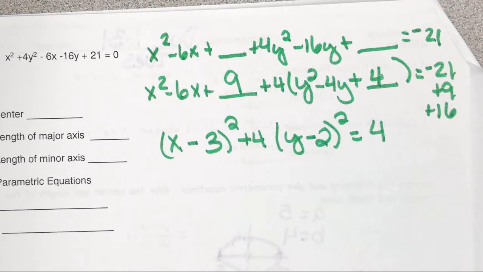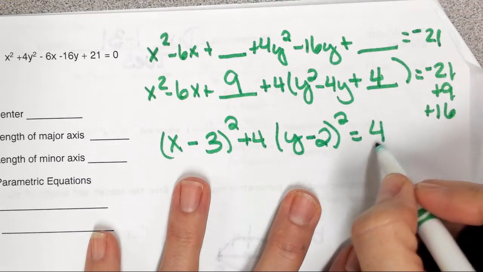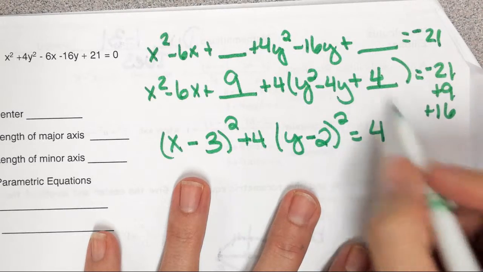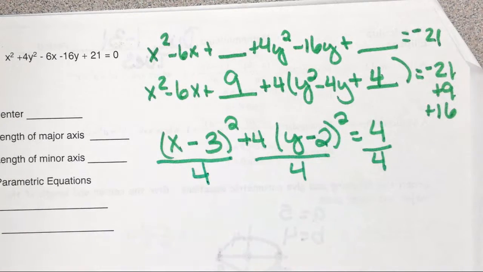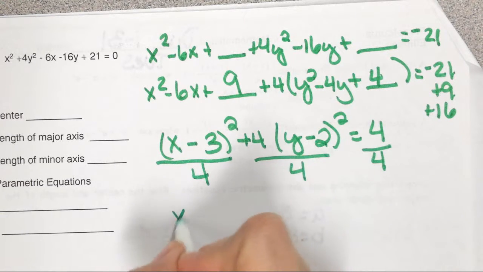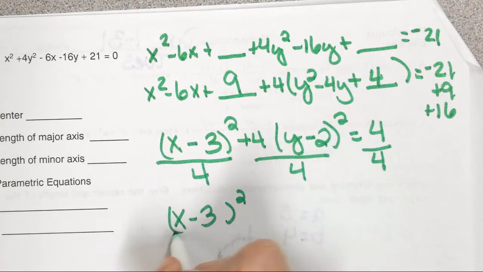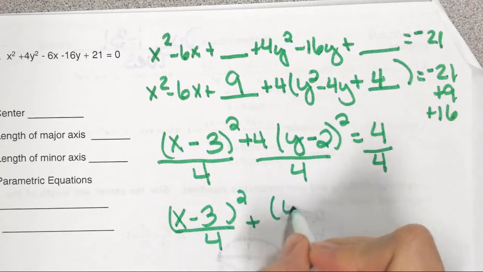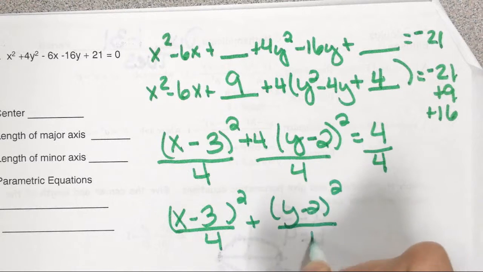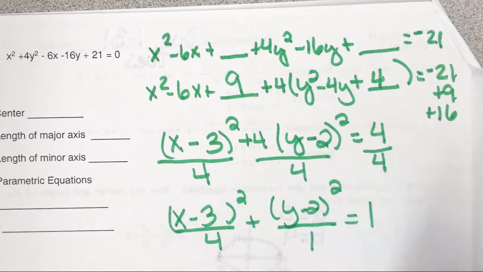Almost done. What do ellipses have to equal? 1. So what do I have to do to this to make it be a 1? Divide everything by 4. It's okay. So if I divide this one by 4, it just stays x minus 3 squared over 4. If you divide your second one by 4, you get y minus 2 squared over 1. Do you really have to write over 1 if you don't want to? No, it's just to make you feel good. And then 4 divided by 4 is 1.